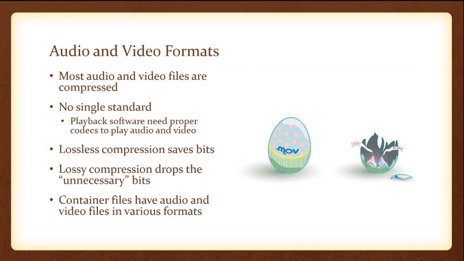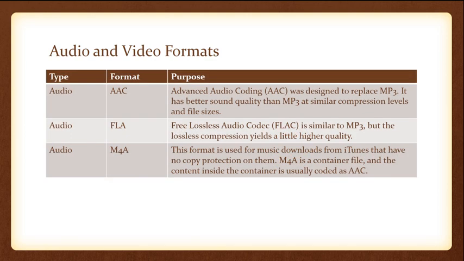The next type of file type is audio and video. And remember, these are files containing either audio or video files. Most of these are compressed because they will take up a lot of room. There's not really a single standard for each one of these. It really depends on what the playback software needs to be able to play it, and it helps you to be able to know what they are. So let's take a look at what these audio and video extensions look like.